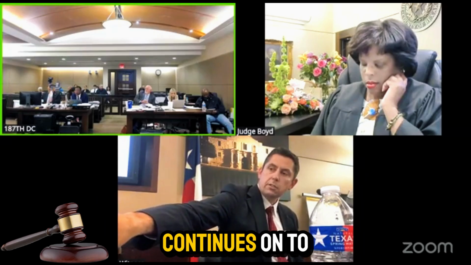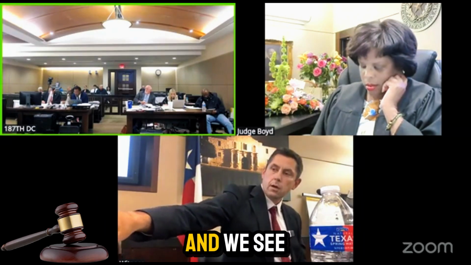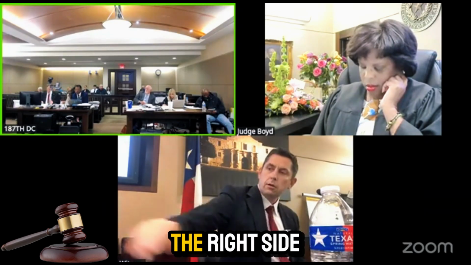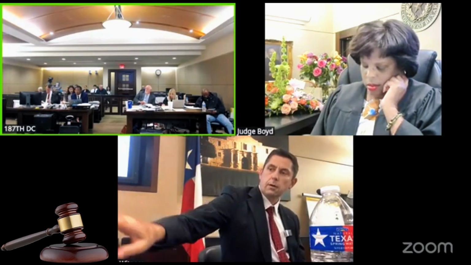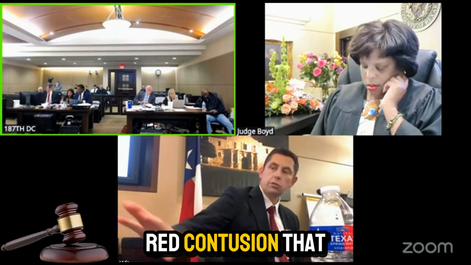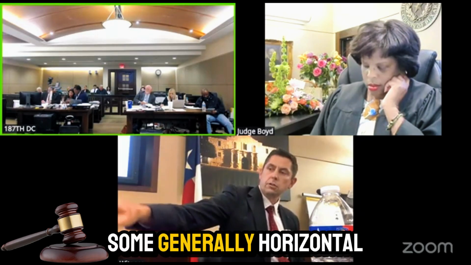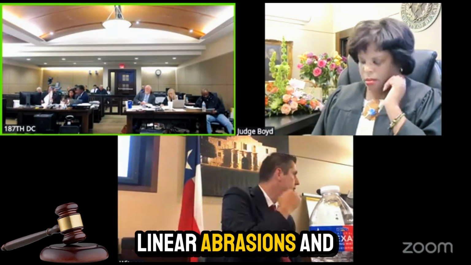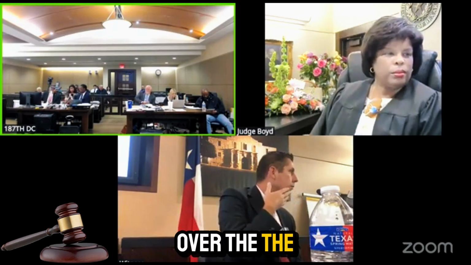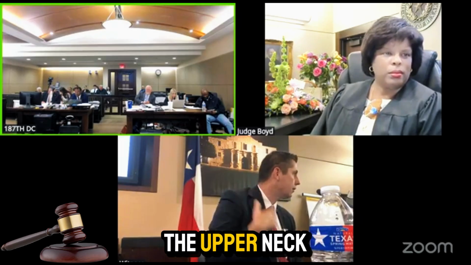It tells us that she scraped over a surface, or a surface scraped over her. That abrasion continues onto the right side of the face, just in front of the right ear. And we see another abrasion a little further down toward the jawline. The right side of the face is mostly occupied by a purple-red contusion that you can see there amidst those abrasions. And we see some generally horizontal linear abrasions and contusions that sort of stream from over the right side of the face across the mandibular line or the jawline and onto the right side of the upper neck.